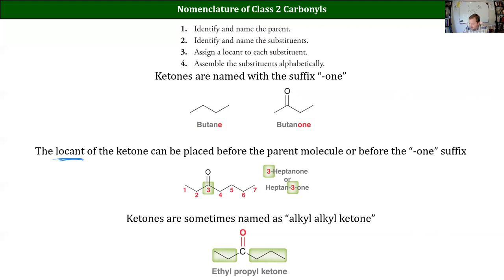The old school way of naming these is kind of like ethers, where you would just name both sides of it. So for instance, if you had a ketone with an ethyl group on one side and a propyl group on the other, you would name it ethyl propyl ketone. If you had an ethyl group on both sides, it would be diethyl ketone. Or a really common solvent that you can buy at hardware stores is methyl ethyl ketone, MEK. If you've done any work with finishing or painting, you've probably heard of MEK, which stands for methyl ethyl ketone, and the better name for it is butanone.